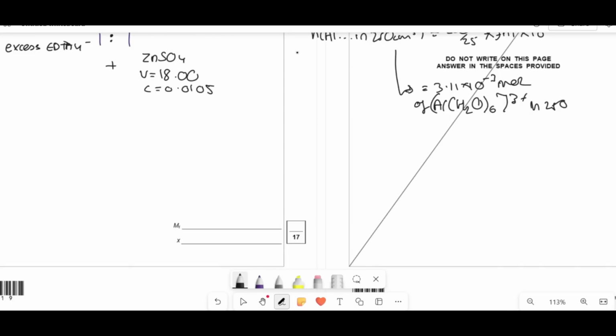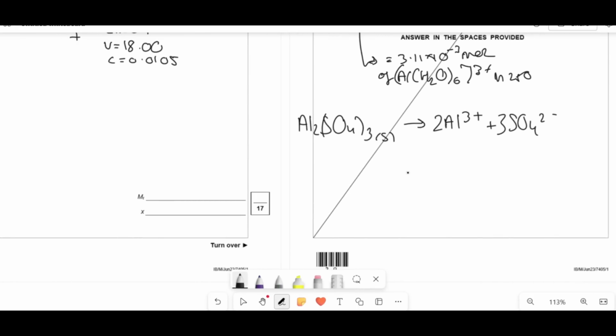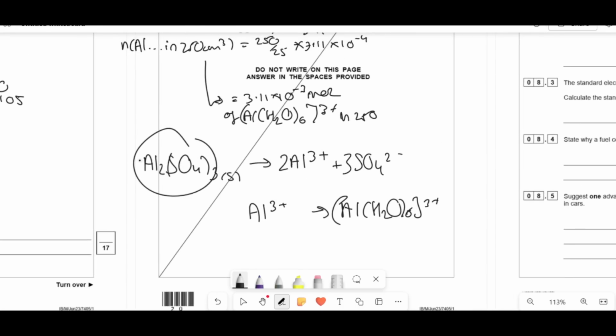Now, if you have Al2(SO4)3, if you dissolve that, because this is a solid, remember, if you dissolve it, that's going to make 2 Al3+ and SO4 2-, but 3 lots of them, okay? Every single Al3+ is going to join with six waters and eventually become Al(H2O)6 3+. So if we have the moles of this, we want the moles of this to be able to mess around with those numbers. So can you see how there's a 2-to-1 ratio of this as well? So the moles of the Al2 compound is actually going to be 3.11 times 10 to the minus 3 divided by 2, which is going to be 1.555 times 10 to the minus 3 moles.